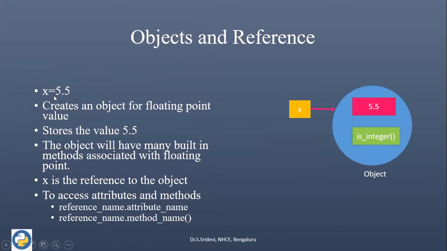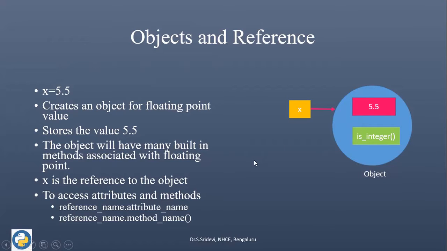Let's consider the statement x = 5.5. When this statement is executed, in Python an object will be created, and this object represents a floating point value, because we are writing 5.5, which contains a decimal part. So it is a floating point number, and in that object, the value 5.5 will be stored. This object has attributes as well as methods. In the attribute, the value will be stored as 5.5.